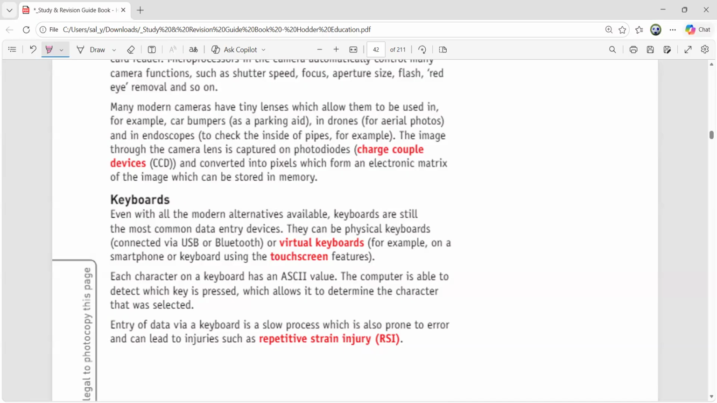One important caution while using the keyboard is that we have to be very careful about the posture and the use, because if you are doing it for a longer time, then it may result in a very serious injury, and that is RSI, repetitive strain injury. That is going to be a problem.